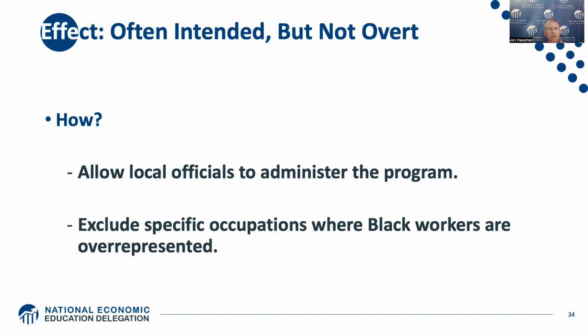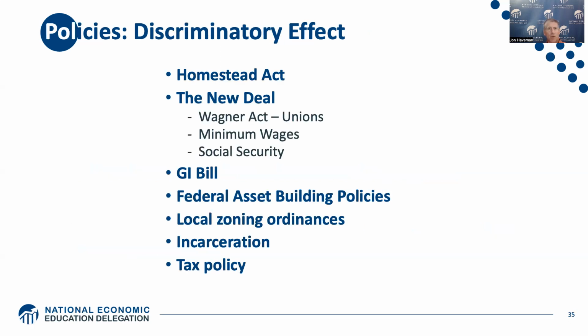The second is to exclude specific occupations where Black workers were overrepresented. So in Social Security and minimum wages and in unemployment compensation, lots of occupations were excluded that ended up disproportionately excluding Black workers. So here are some of the policies with discriminatory effects. The Homestead Act, not intended to be discriminatory, but was.